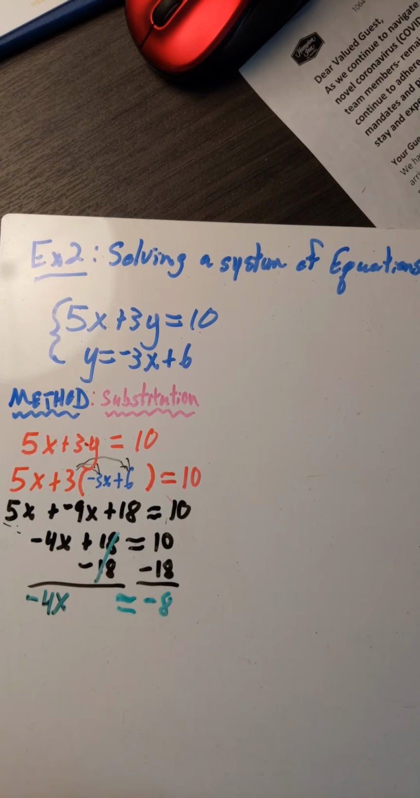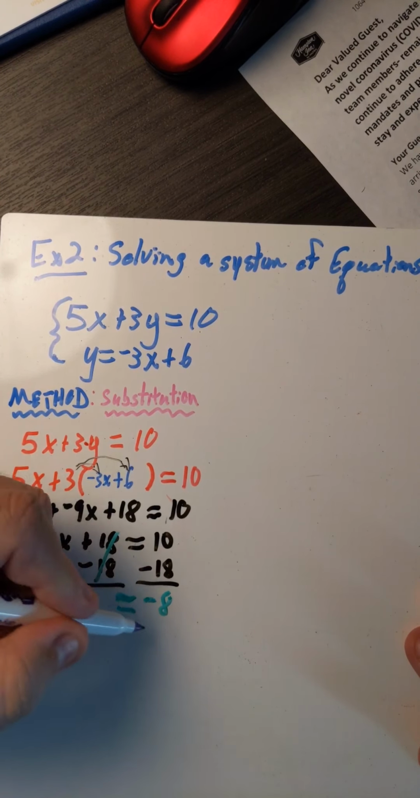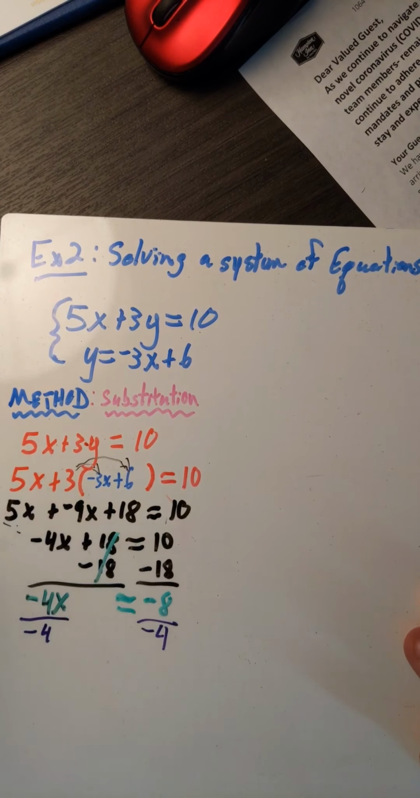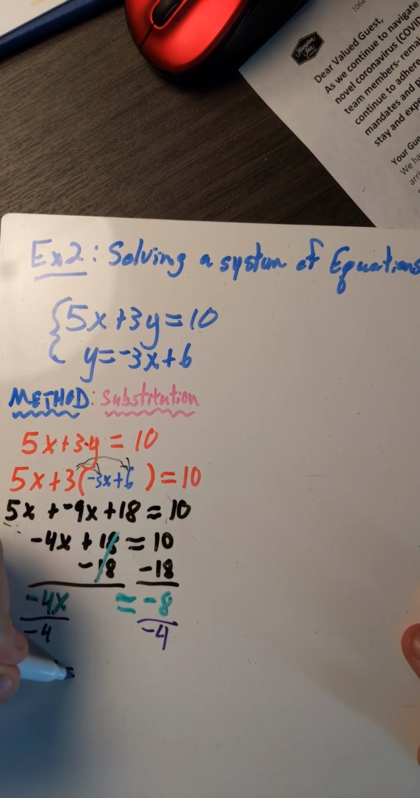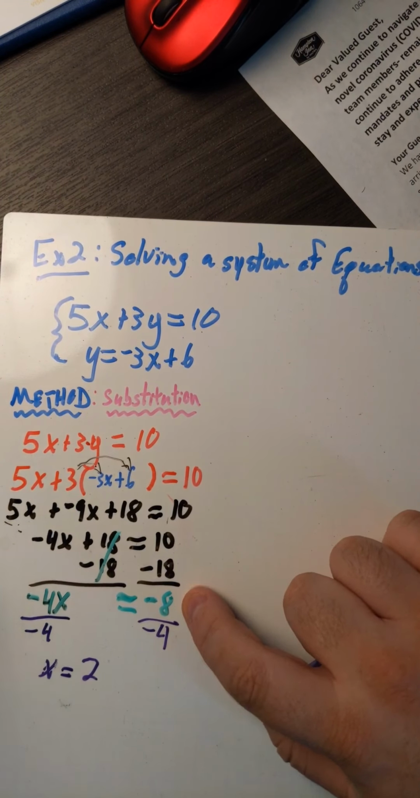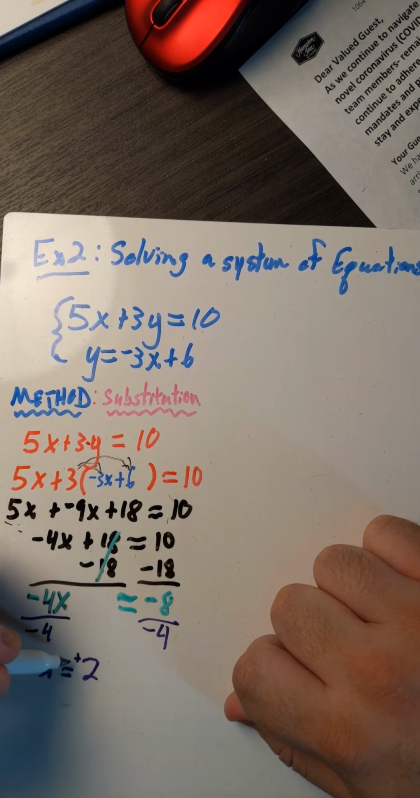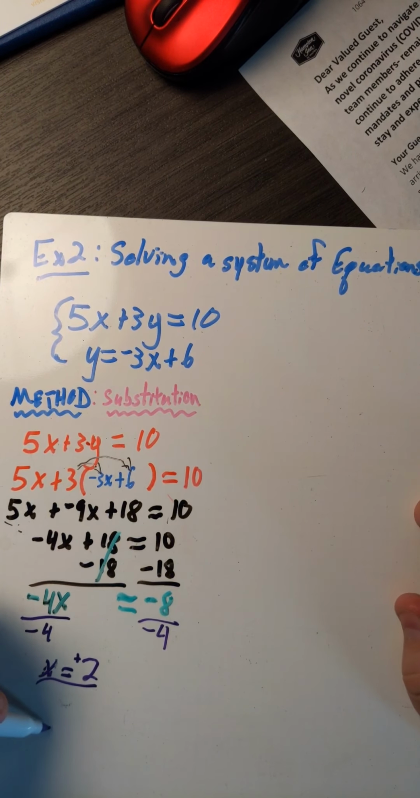We'll see. All right, and then lastly, we need to get x by itself. So the multiplicative inverse, right? The opposite of multiplying by negative 4 is dividing both sides by negative 4. And that will give us x equals positive 2. All right, so a negative divided by a negative, that's a positive, guys. And 8 divided by 4 is a positive 2. So our x value is positive 2.